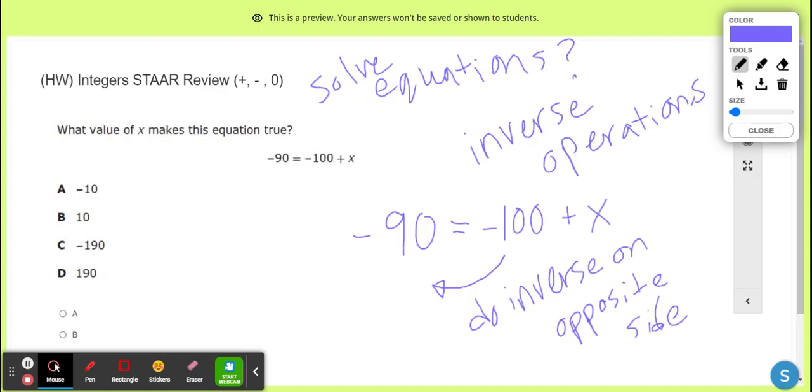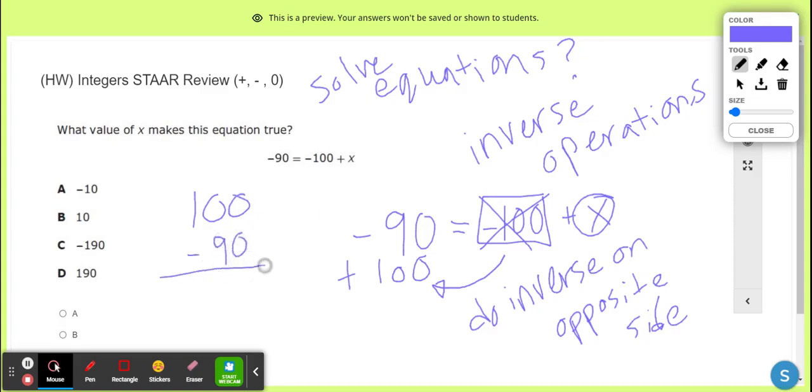Now we're going to solve the equation. We do inverse operations. So here we have x and we have negative 100. The inverse of negative 100 is going to be positive 100. So do the opposite on the other side: we have 100 minus 90. So positive 100 minus 90 to solve.